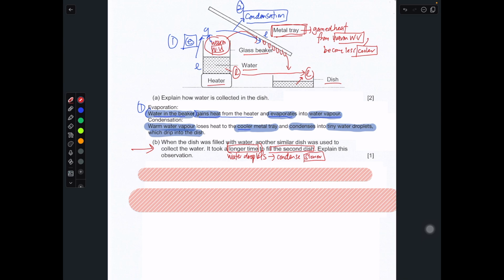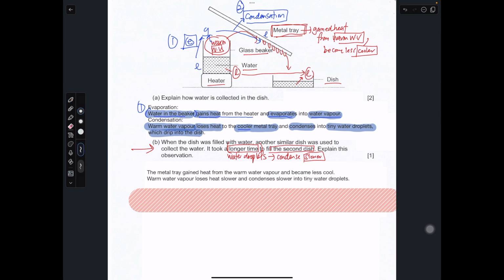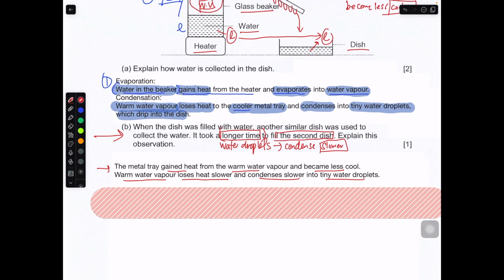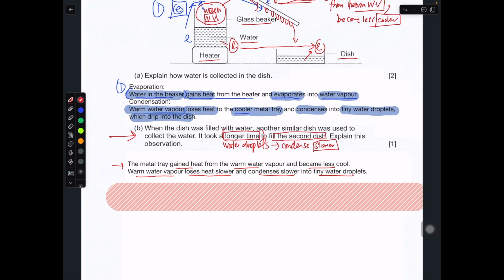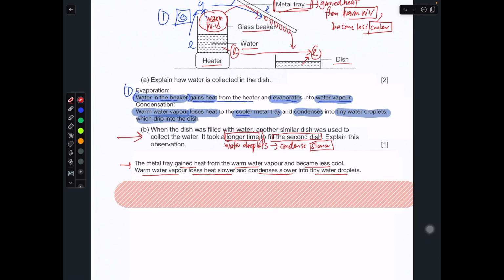So let me show you this part. Okay, so first up, you can answer it in this way. That there's two ways to answer this. Okay, the metal tray gains heat from the warm water vapor and becomes less cool. So when the warm water vapor loses heat slower, it condenses slower into tiny water droplets, right? Or you can say into fewer tiny water droplets. Okay, because if you lose heat slower and condense slower, you will definitely produce less.